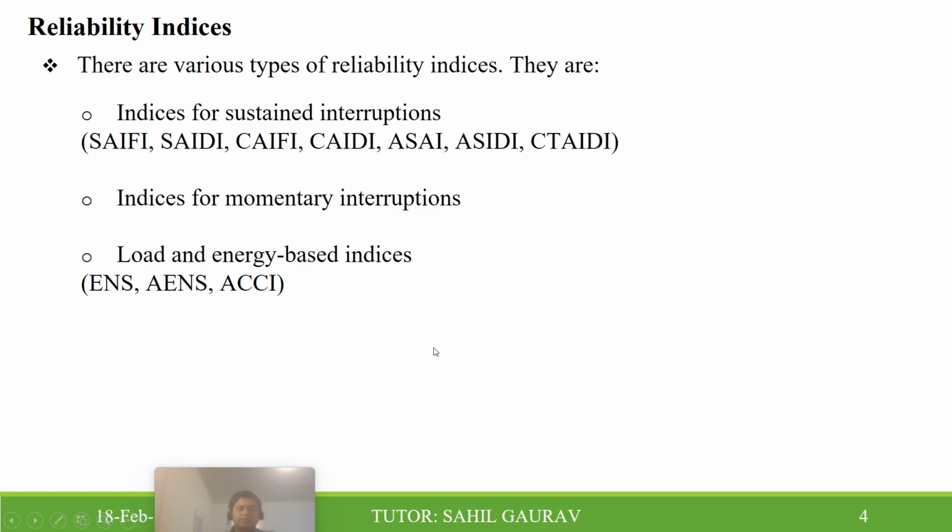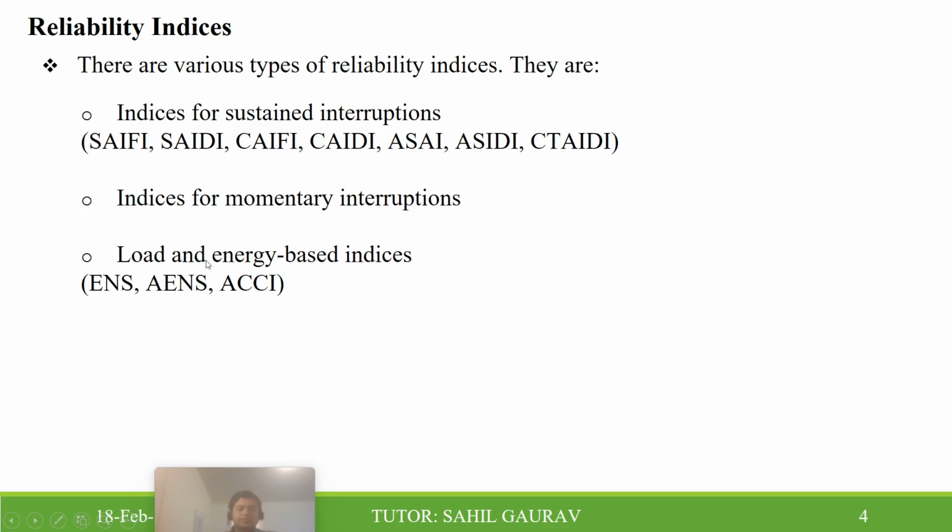Now let us come to today's topic. In today's session we are going to discuss reliability indices. In a power distribution system, what do we mean by reliability? Reliability is the ability of the power delivery system to continuously make available sufficient voltage of satisfactory quality to meet the consumer needs. The basic definition of reliability is continuity of service to the utility customers. That is the reliability.